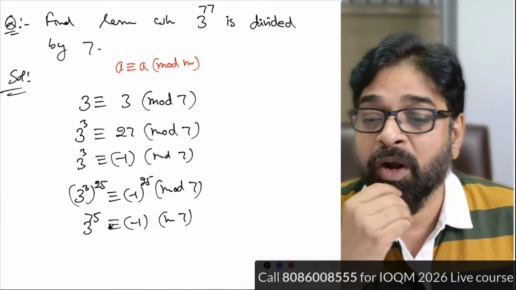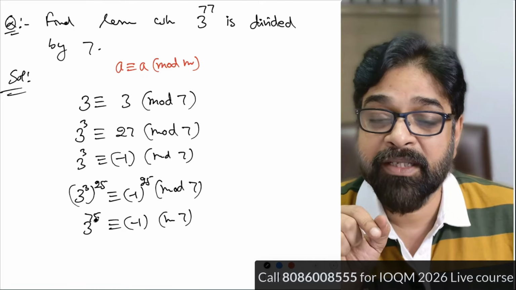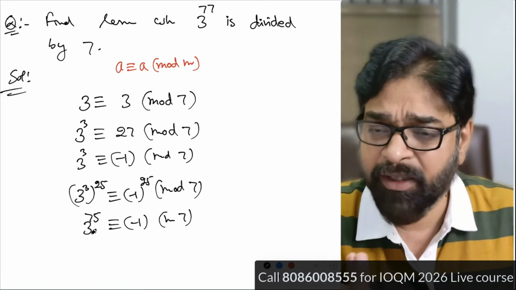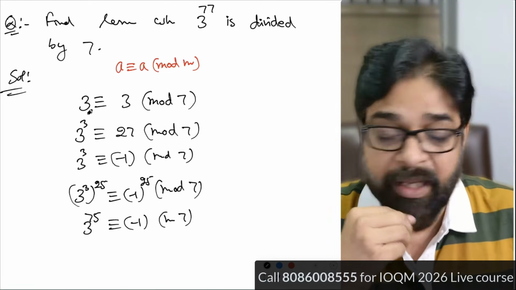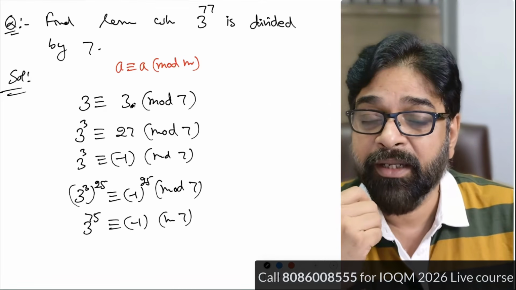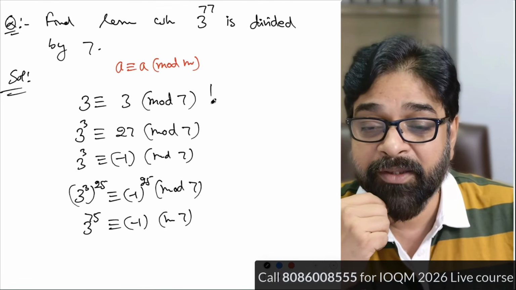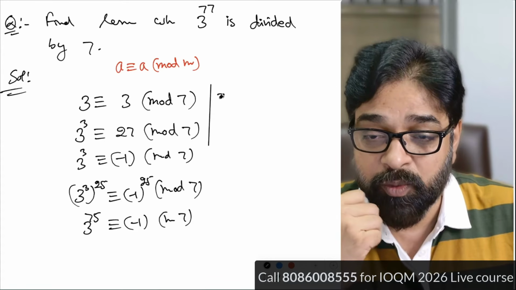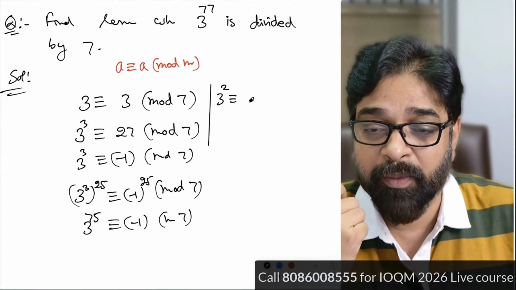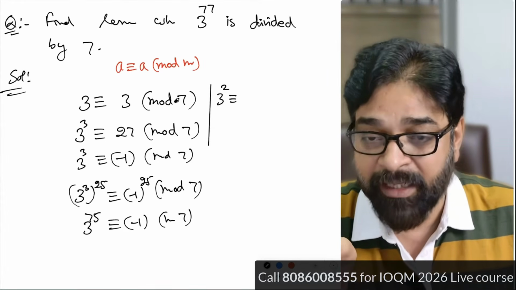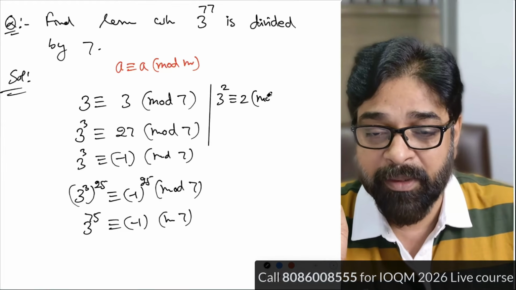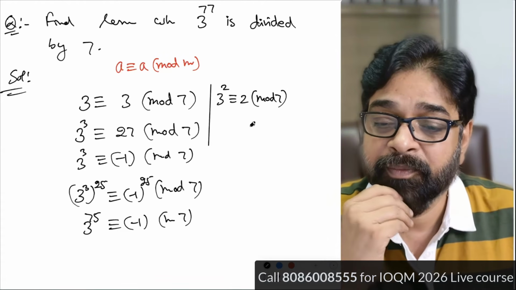But I want what? I want 3 power 77. Okay, no problem. 3 power 3 is congruent to 3. Tell me, what will be 3 power 2? 3 power 2 will be congruent to 9. 9 means 2 modulo 7. 9 I can write as 2. Are you able to understand?